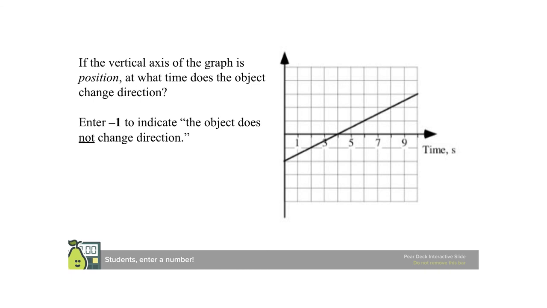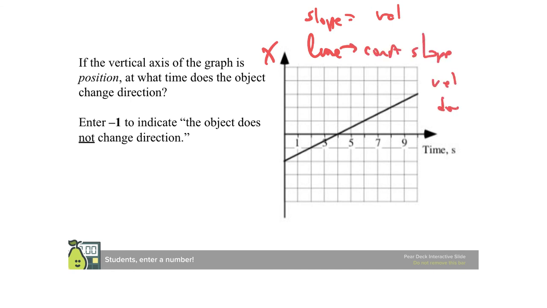All right, if the vertical axis of this graph is position, at what time does the object change direction? Well, if this is a position curve, if this is x, then the slope is the velocity, but a line has a constant slope. So the velocity doesn't change. So, never.